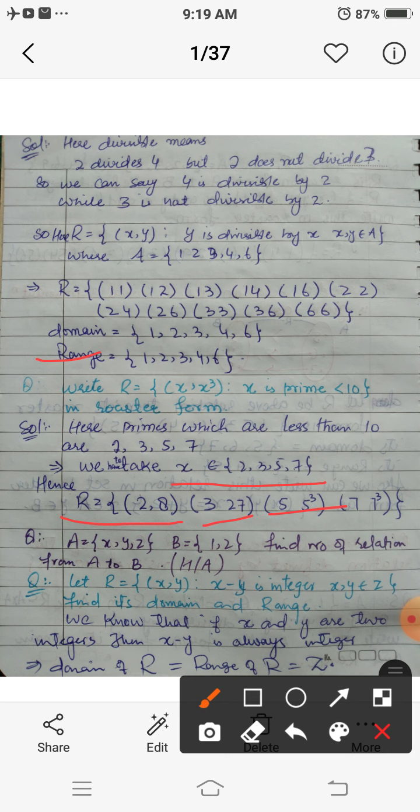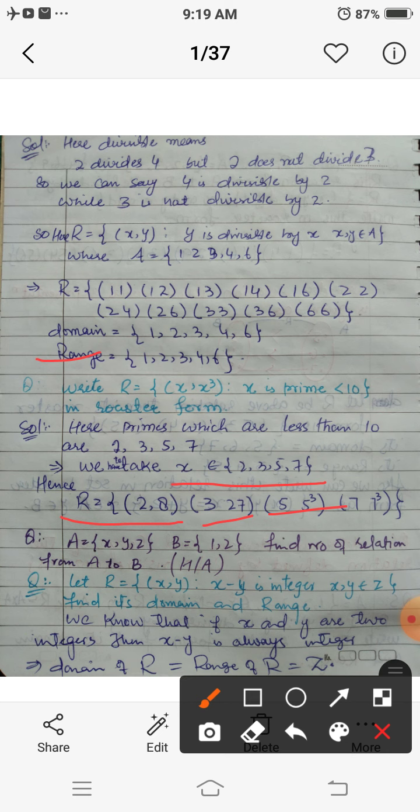If A equals x, y, z and B equals 1, 2, so the number of elements in A is 3 and the number of elements in B is 2. We have to find the number of relations from A to B. Firstly find the number of elements in A cross B, it is 6. Then the number of relations is simply 2 to the power 6. In this way you can find the number of relations.